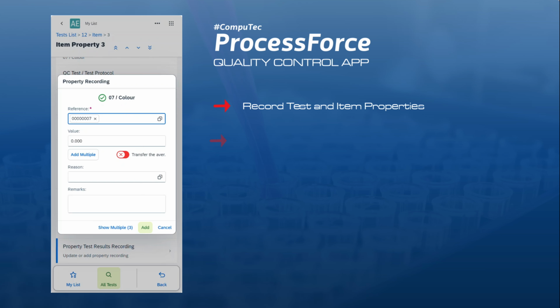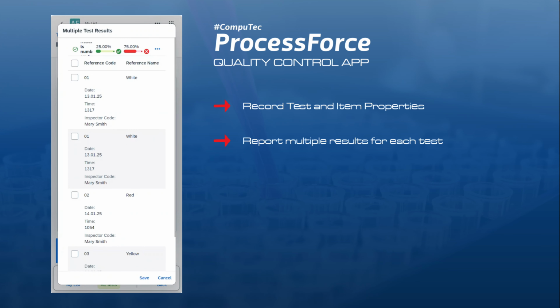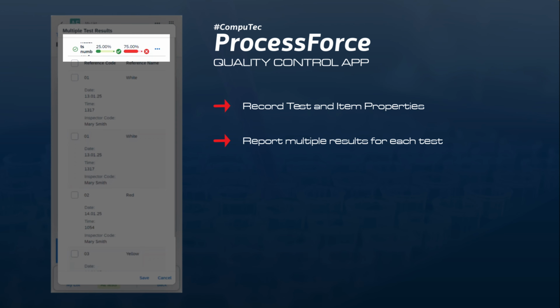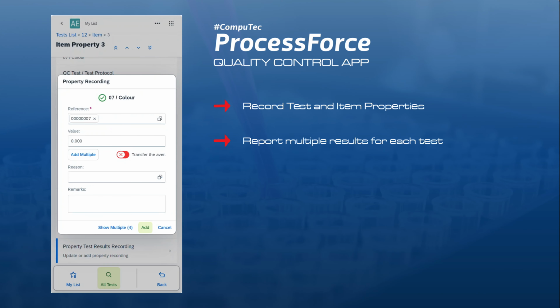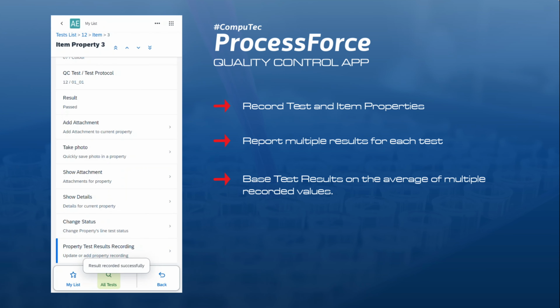But there's also the option to record multiple results for one test. To do that, we tap on this add multiple button and then we can add another result. To see all the results recorded, then you can tap on show multiple down at the bottom and you will get a list of all recorded results. And then up at the top, you can see what percentage of the results were passes and failures. There's another toggle here, transfer the average. If you turn this on, the result will be calculated based on the average of the multiple recorded values. So once you're done, you can just tap on add to add the result to the system, and you will get a notification here that the result has been added successfully.